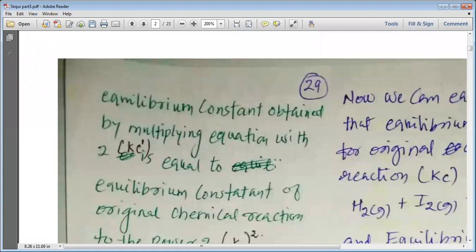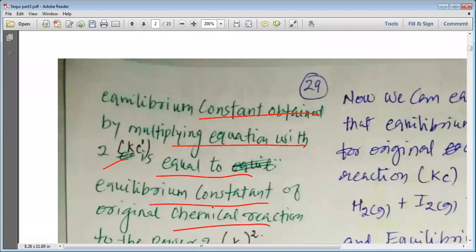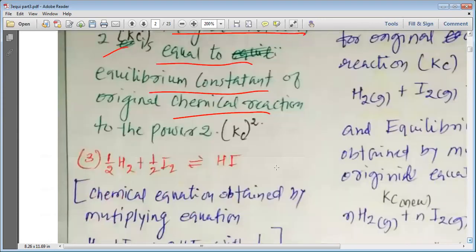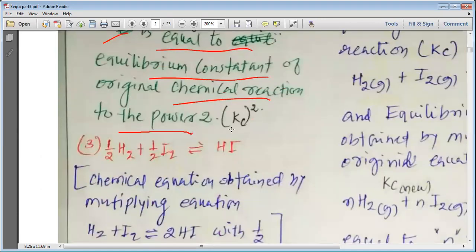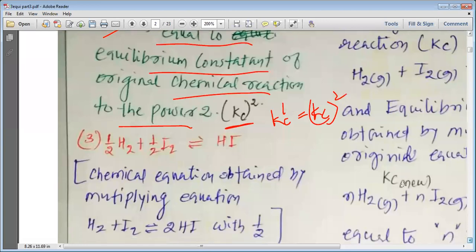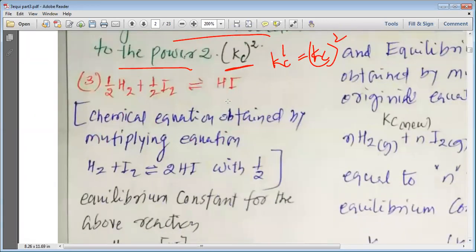So the equilibrium constant obtained by multiplying the equation with 2, Kc dash, is equal to the equilibrium constant of the original chemical equilibrium to the power 2. So we have already seen that Kc dash is equal to Kc to the power 2. Now instead of multiplying by 2, let us multiply the original reaction by 1 by 2.